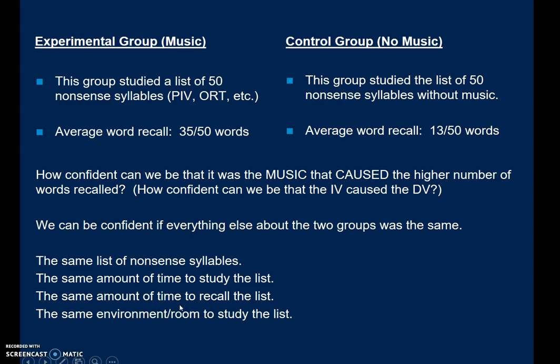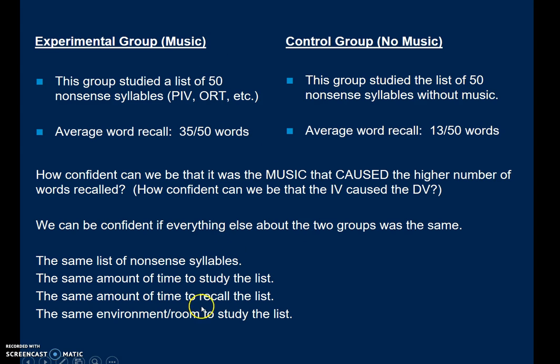The point is, if we keep all of these other variables down here the same for both groups, then we can be sure that any difference in the dependent variable, like 35 out of 50 words versus 13 out of 50, that difference in those results must have been caused by just one thing. That is, whether or not they were listening to music. And that ultimately was the whole point of this experiment, to understand if music has an effect on memory.